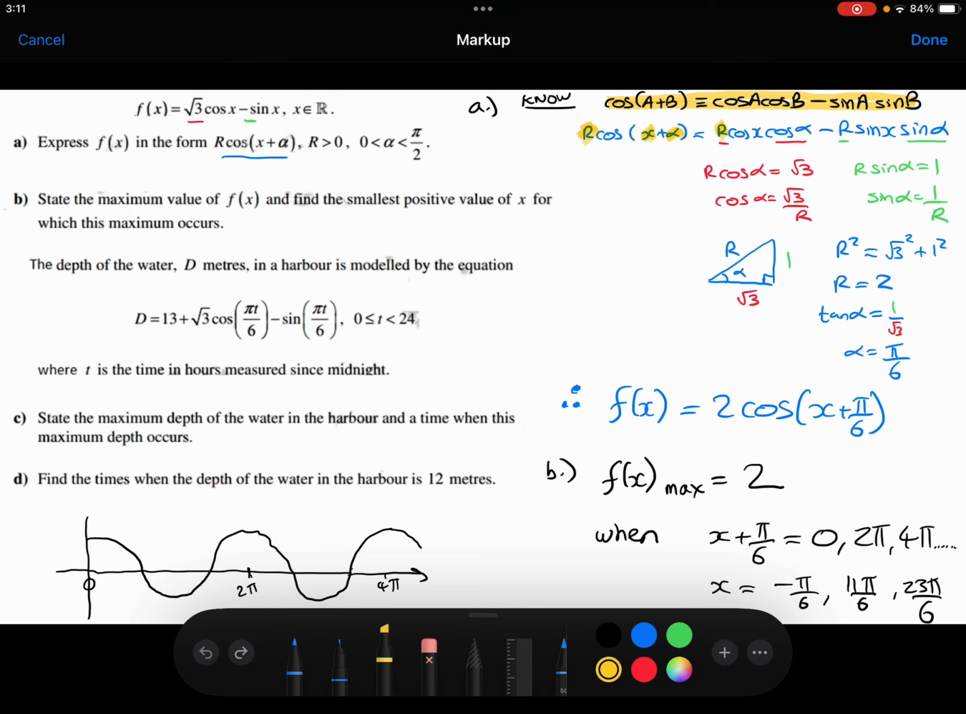The next thing I'm doing is I'm comparing that to f of x, what we were told to write in this form. I can see that I've got a cos x at the front here that matches up with this cos x here, which means that this r cos alpha is going to have to be equal to this root 3, which is what I've written underneath.